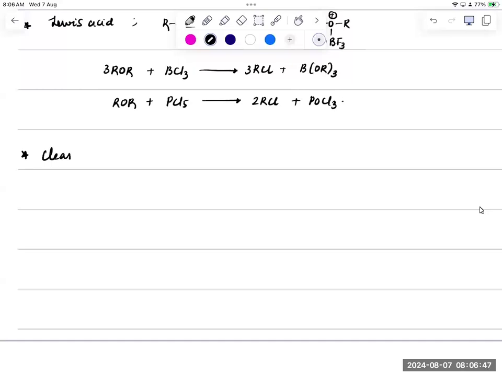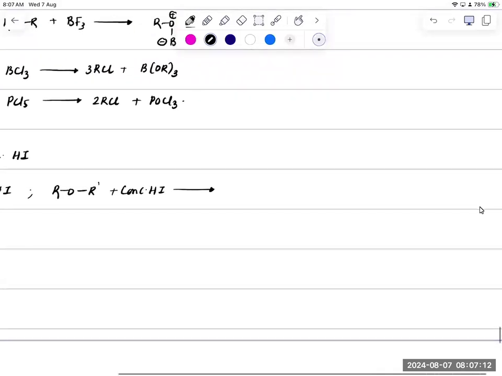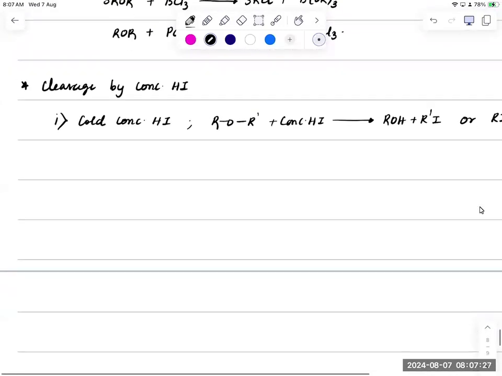Next reaction is about cleavage by concentrated HI. If I use concentrated HI, what will happen? Again, in this condition, I'm first using cold concentrated HI. In that case, we will have ROR' plus concentrated HI, and we will get alcohol plus R'I, or RI plus R'OH, depending upon which one will leave.